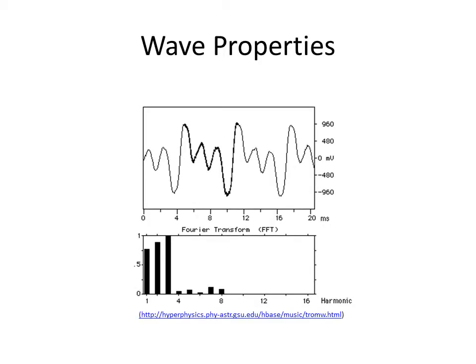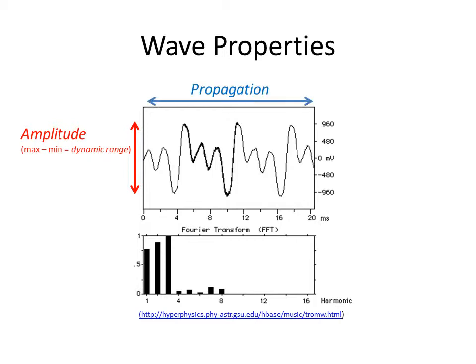To get started, let's review a few wave properties, taking a look at this trombone waveform. We can see it has an amplitude, which is basically the magnitude of it. The difference between the maximum and the minimum there is called the dynamic range. Propagation refers to how a wave travels through space and time. And finally, the timbre relates to the color of the sound.